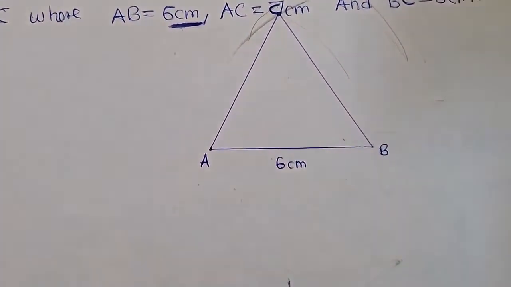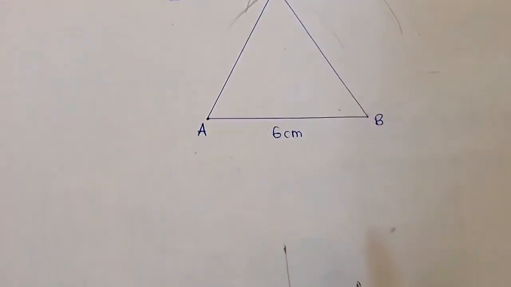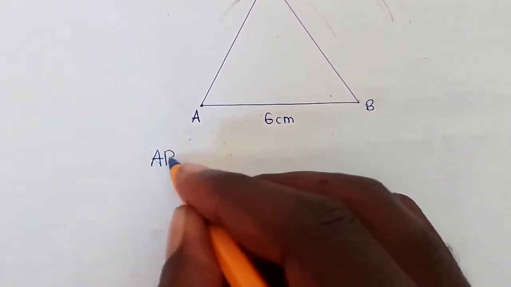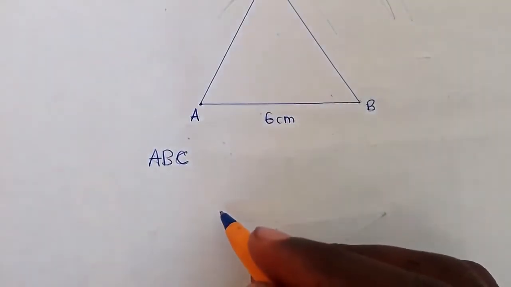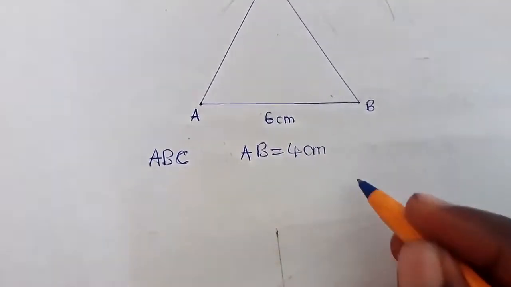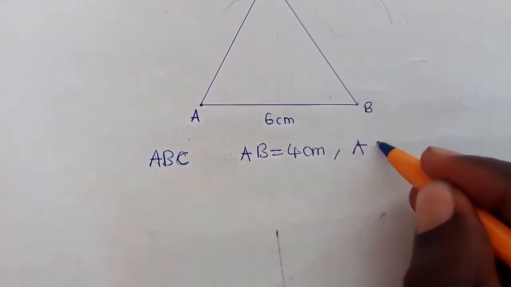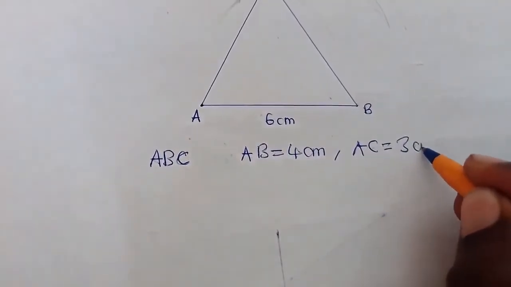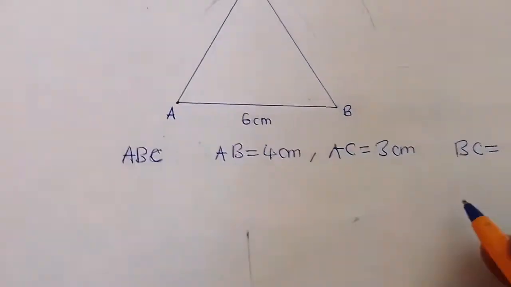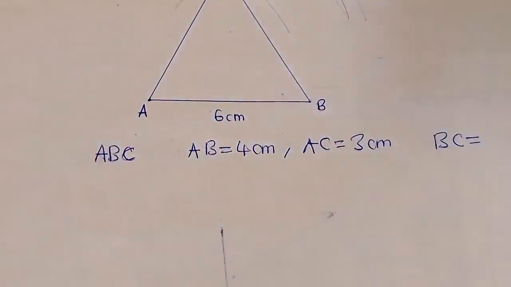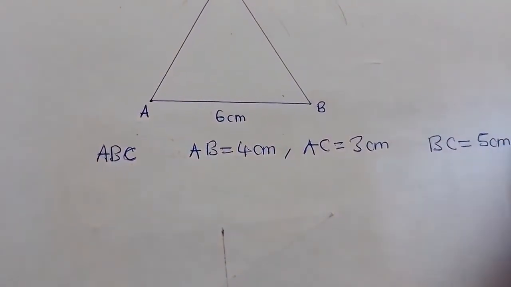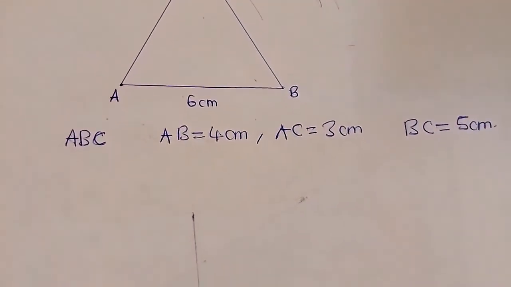So let us look at another example. Let's say you are given a question to construct a triangle ABC, where AB is equal to 4 centimeters, AC is equal to 3 centimeters, and BC is equal to, let's say, 5 centimeters. This is the data which you are given.